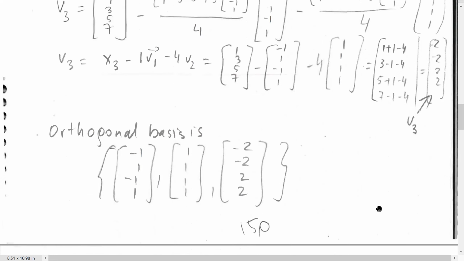And you can check that this forms the orthogonal basis. Each two vectors are orthogonal.